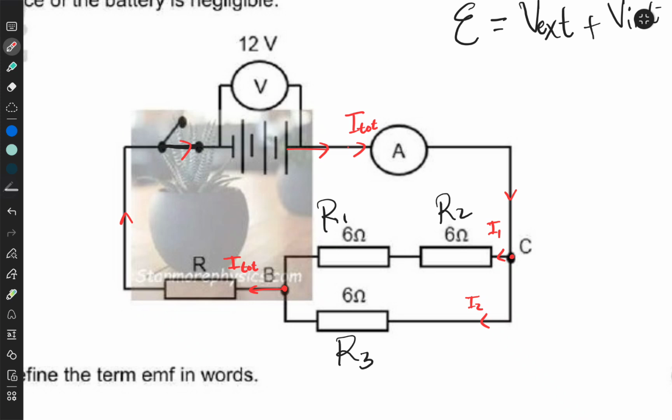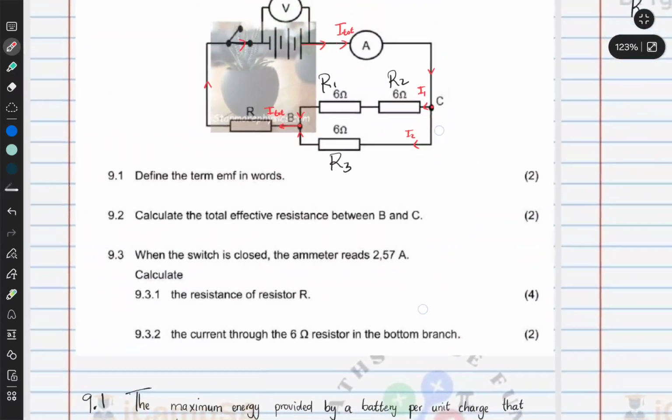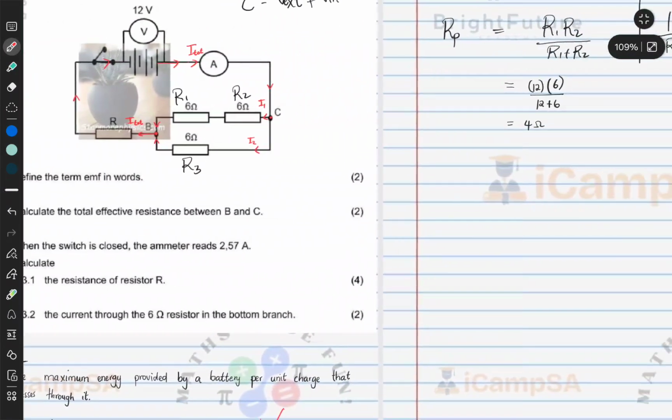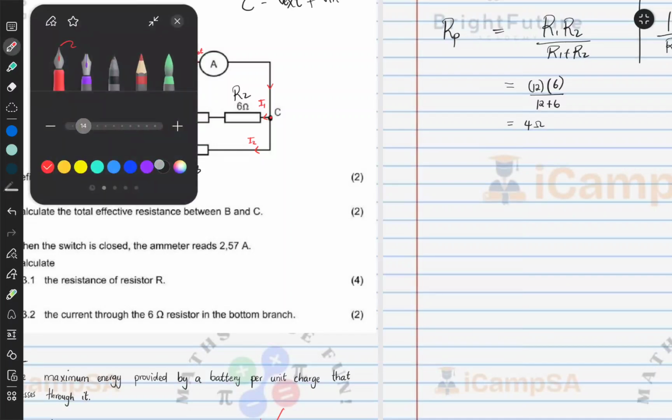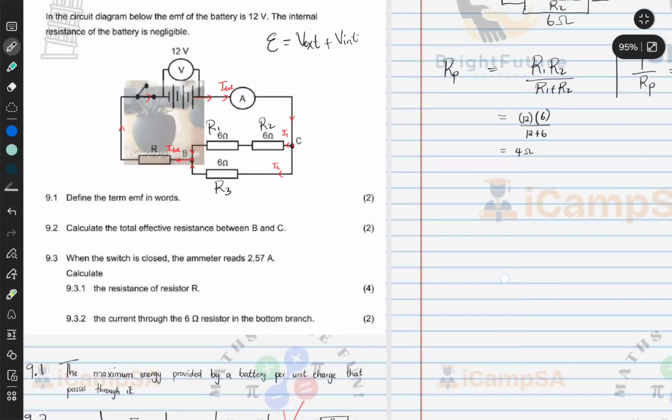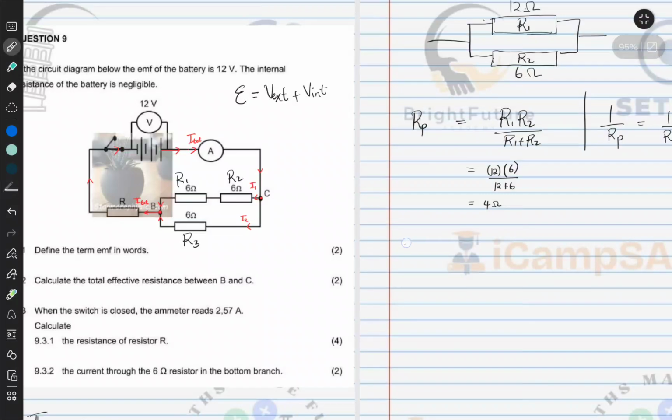All right, so the resistor R receives total current. Okay, we are sure of that. So they combine here at this junction, I1 and I2, to form total current again. All right, so we have that information now. So let us check how to find the question 9.3.1. We are told to find the resistance of resistor R.